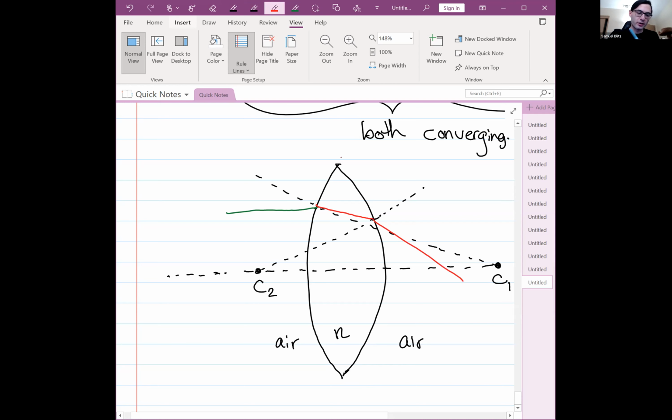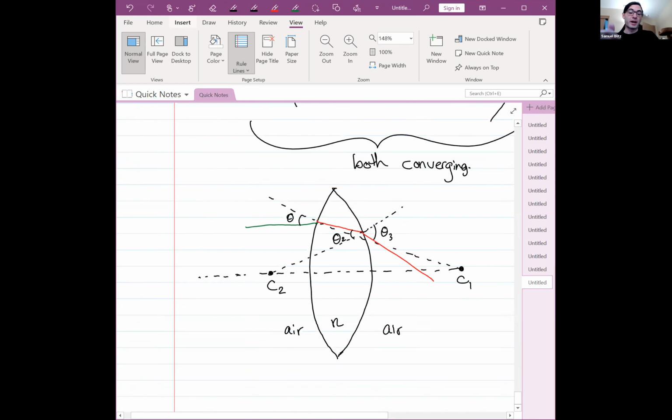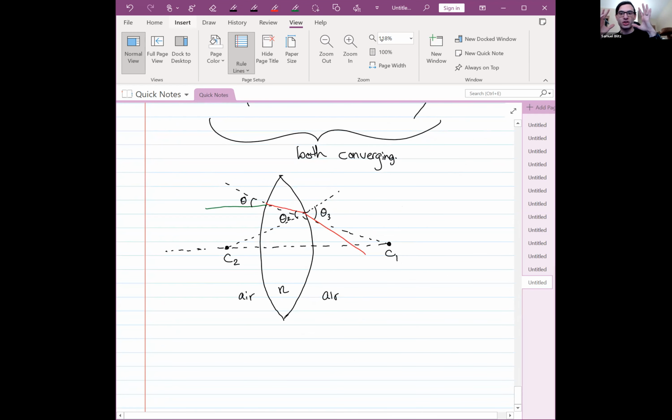Notice that we have a whole bunch of angles. We have an angle here, theta 1. Then we have an angle here, theta 2. Sorry, it's not that angle. This angle is theta 2. Then we have an angle here, theta 3. So what we see is that if you shoot a ray parallel in to these two converging things stacked together, you get something that is even more converging. You have a parallel ray coming in, and it bends down towards the center line. It converges.